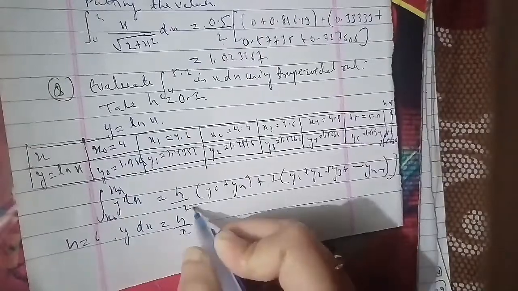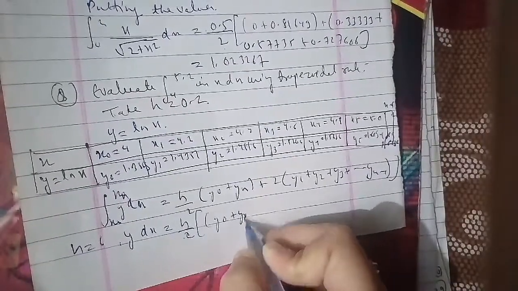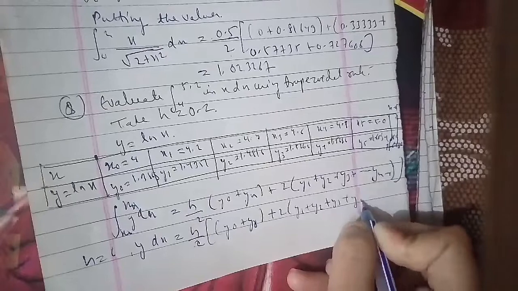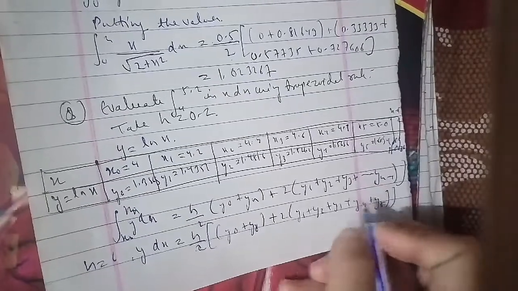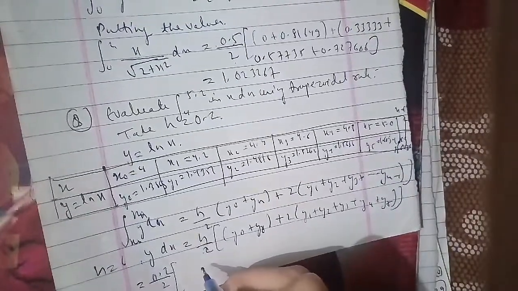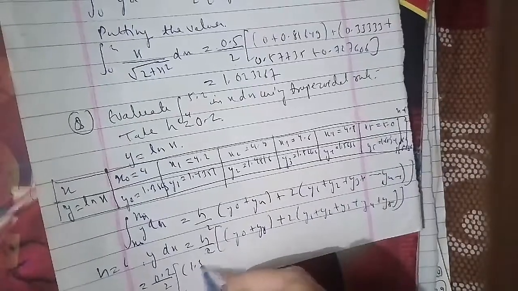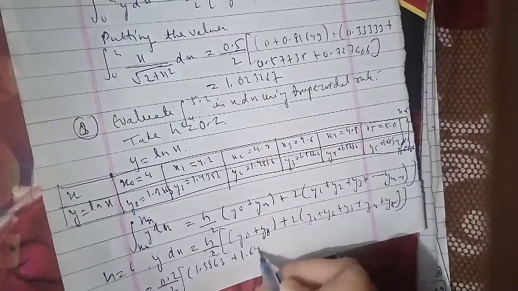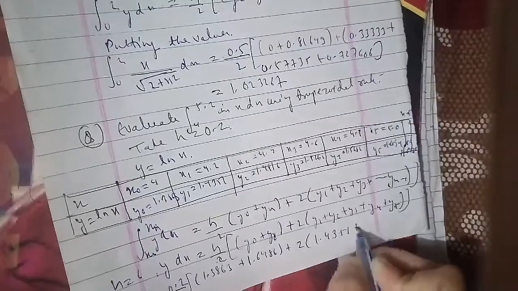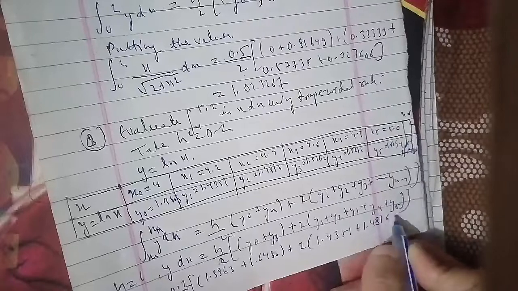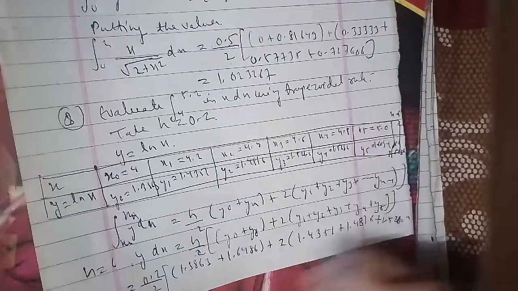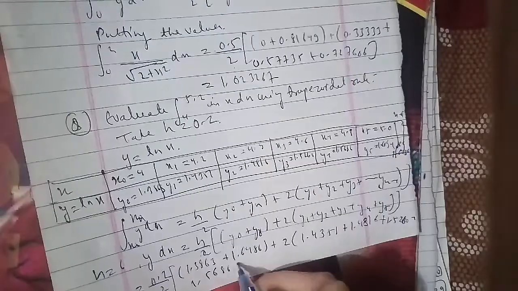So for the same, 0.2 upon 2 [1.3863 plus 1.6486 plus 2(1.4351 plus 1.4816 plus 1.5260 plus 1.5686 plus 1.6094)], which will give you the answer 1.82764 here.